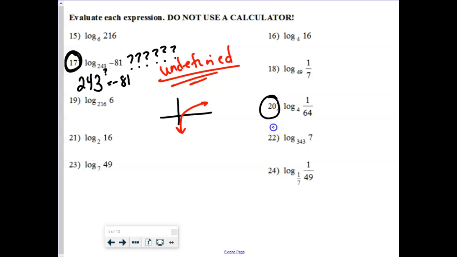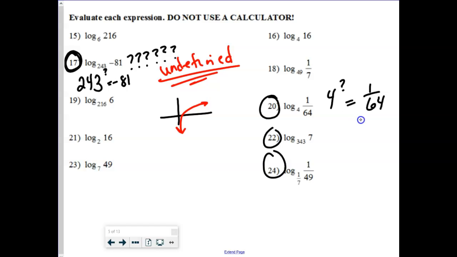Talk about number 20. This one you can do. 4 to what power? You're going to do these for me. 4 to what mystery power gives you a 1 over 64? Without a calculator, by the way. 16 would be really large. Like 4 times 4 times 4 times 4 times 4, 16 times would be huge. It's a pretty small number.